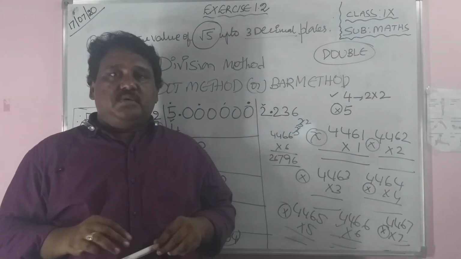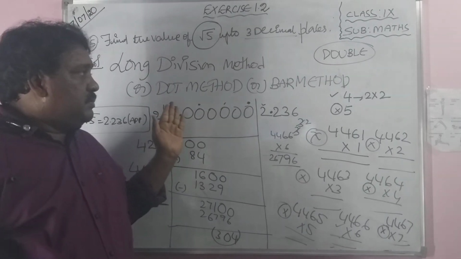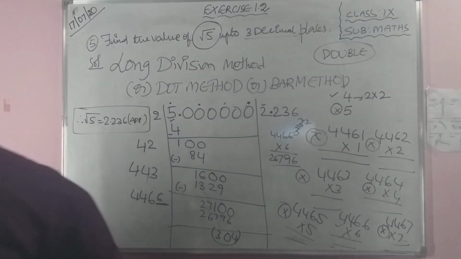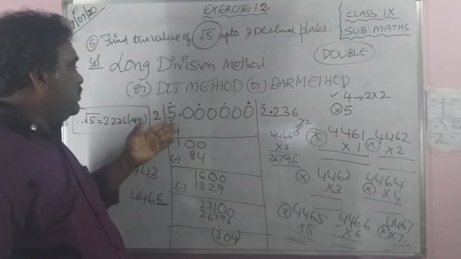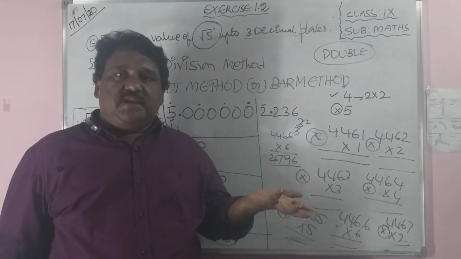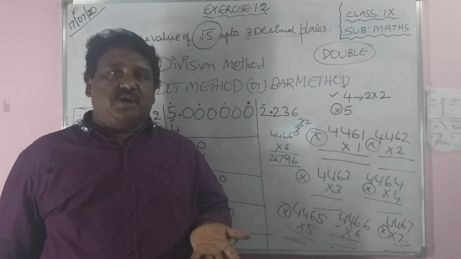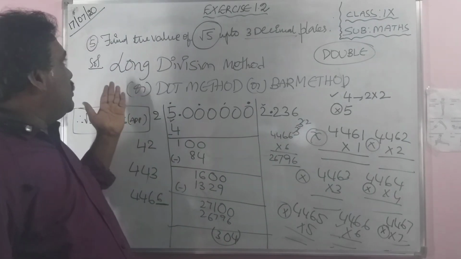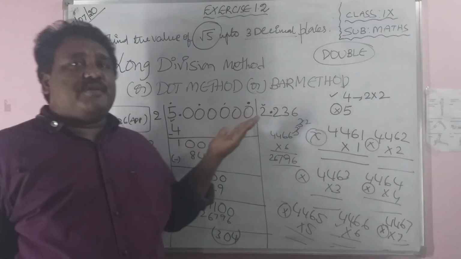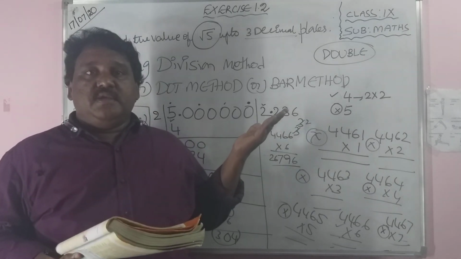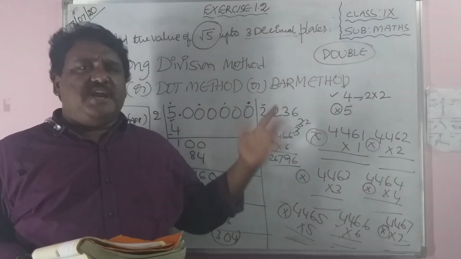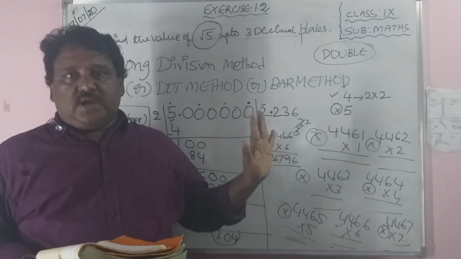Homework for tomorrow. Problem number 4, what I did today. Problem number 5. And one more sum for you. I did root 5 on the board. You try root 7. Problem number 6 is root 7. Find root 7. Up to 3 decimal places is enough. Okay? 3 sums homework.